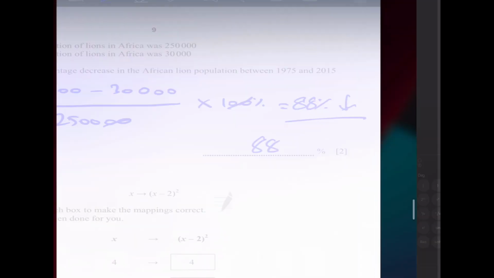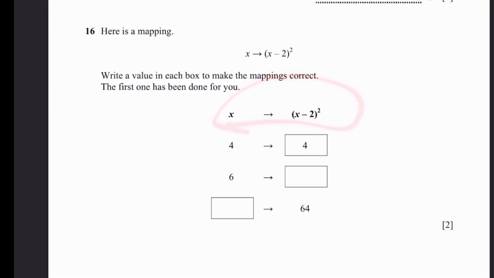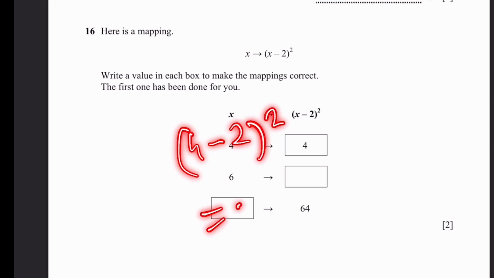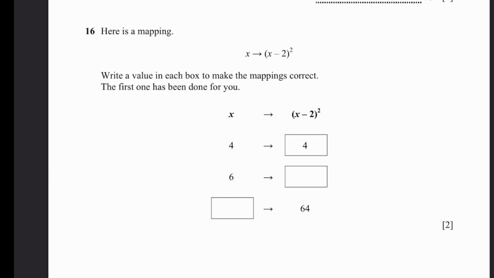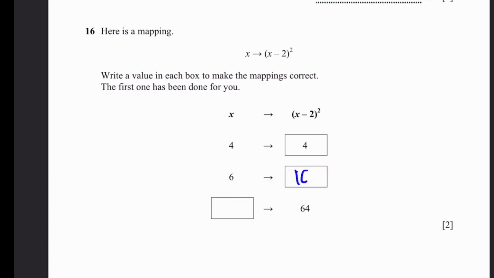That's the answer. Question 16. Here's a mapping. X goes to x minus 2 the whole squared, where the value in each box should make the mappings correct. The first one's been done for you. The x goes to x minus 2 whole squared, that's given. 4 goes to 4 because 4 minus 2 the whole squared is equal to 2 squared, which is 4 anyway. Now for 6, that goes to 6 minus 2 the whole squared. That's just 4 squared, which is 16. You can write that there.